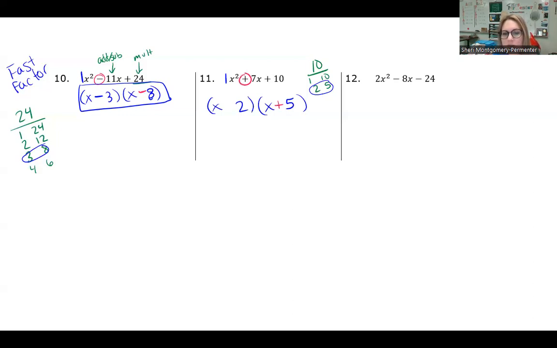The middle term is positive, so the bigger number has to be positive. So if I have 5, would I add or subtract? Yeah, I would have to add. Make 7. And that is it.